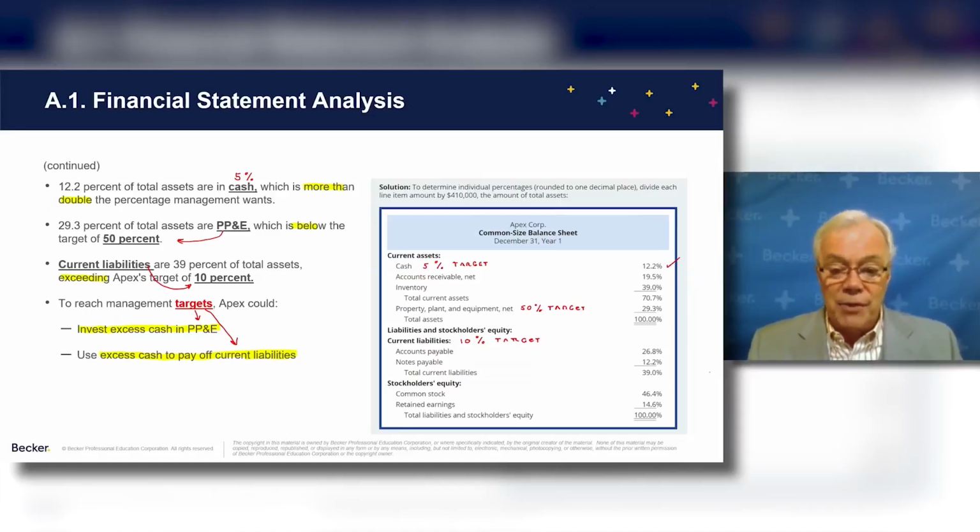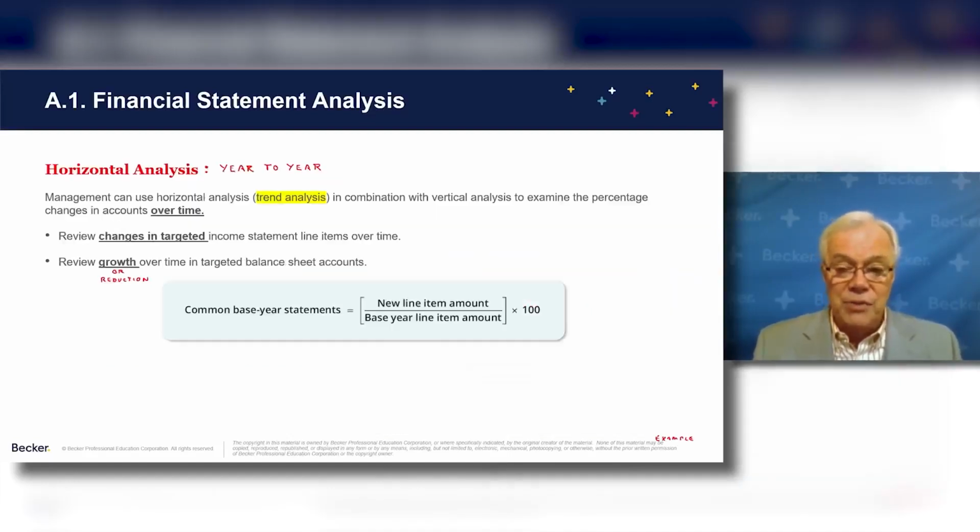And then look at liabilities. Your target right here was 10%, and in this particular case, you are at 39%. So you're carrying a lot of debt. So one of the decisions management may want to make is that obviously cash is too much. We may want to utilize some of it in investing in our PP&E so that we can expand our growth. And finally, we may want to take some of the excess cash and use it to pay down those liabilities. That's the vertical approach.